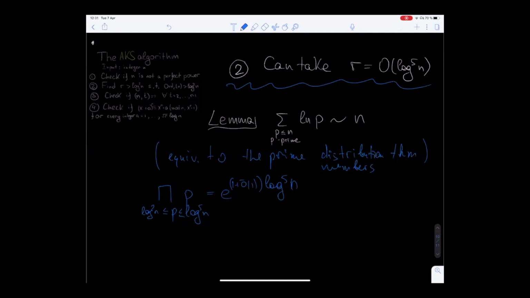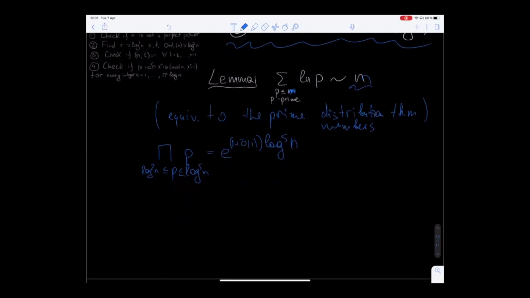For n equals log to the 5. Instead of n here, this maybe is a bad letter. Let me write m, because we're using it for m equals log to the 5n and log squared n. So what we see is that the product of primes up to log to the 5 basically is large. Recall that what we wanted is we want n to have large order modulo r, where r would be a prime.